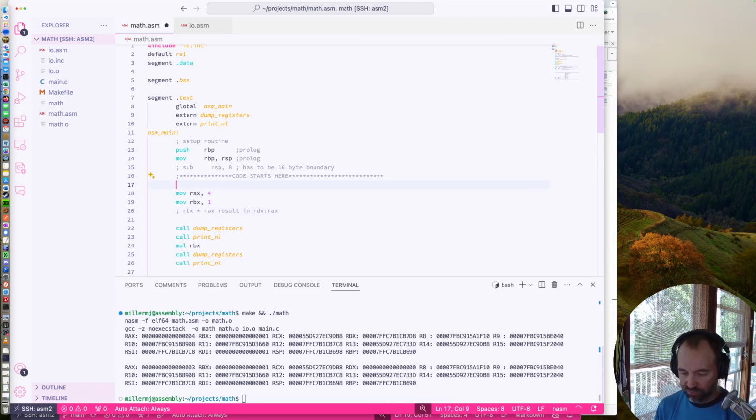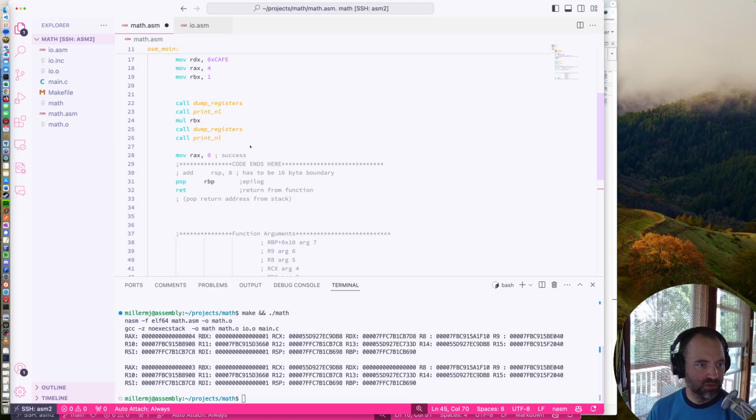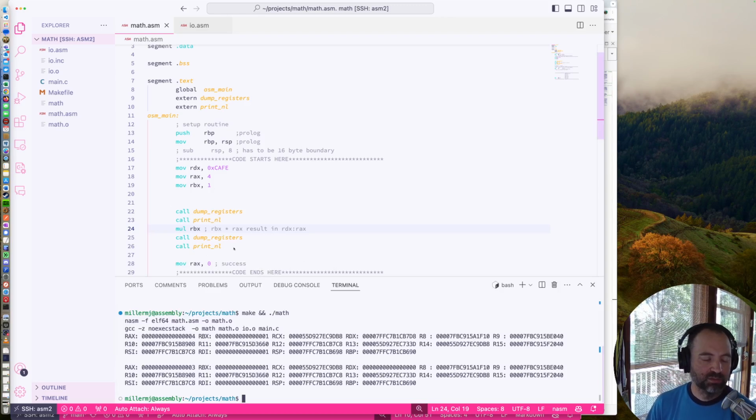I will move something into RDX. So let's say cafe is in RDX. So then I will multiply the two together. Jump to the bottom. There we go. So the implicit register here is that it's going to be multiplying RBX times RAX and storing the result in RDX.